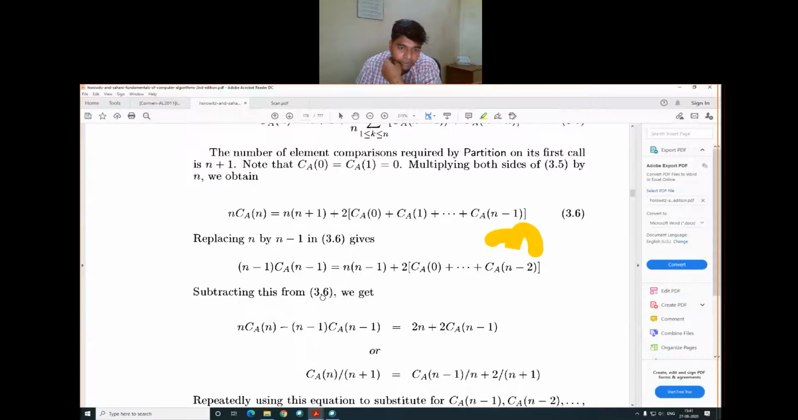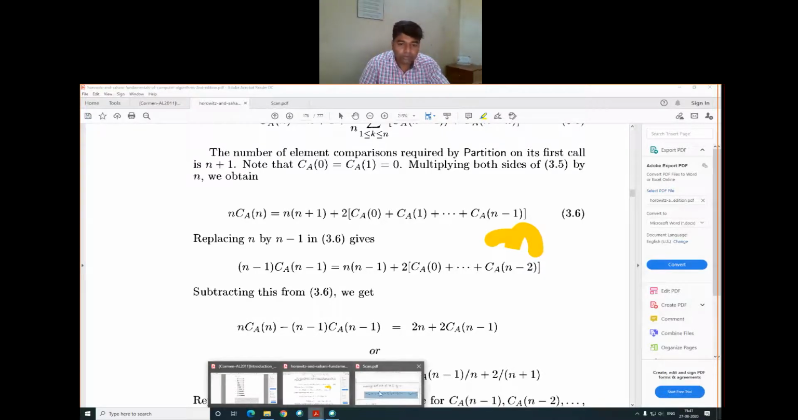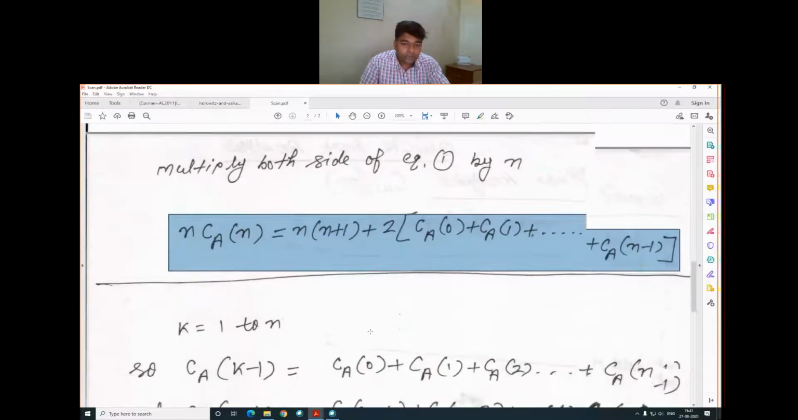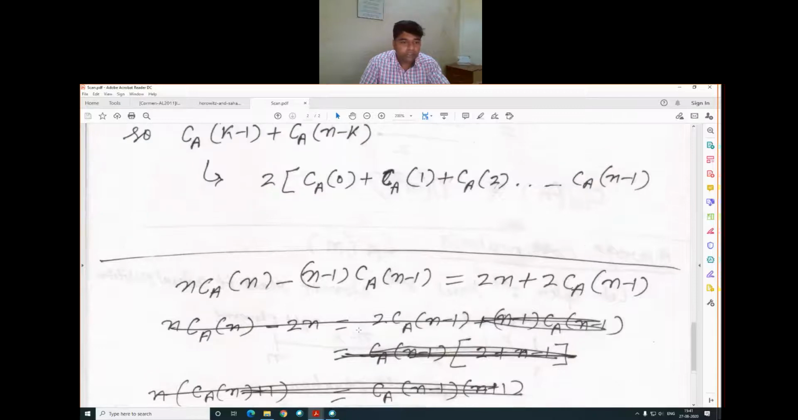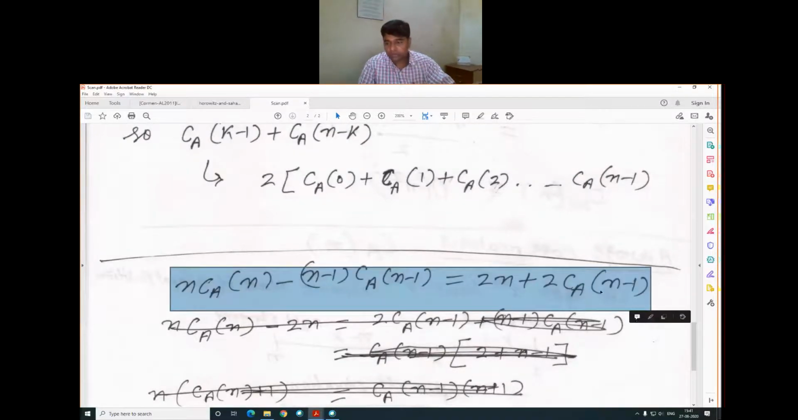from 3.6, and we get n C of a n minus n minus 1 C of a n minus 1 is equal to, and on the right side again subtracting, we'll get 2 times n plus 2 C of a n minus 1. Now again the question arises in your mind how this equation becomes this one. So let me explain again with the notes. We have this equation after performing the subtraction of these two equations. Clear?